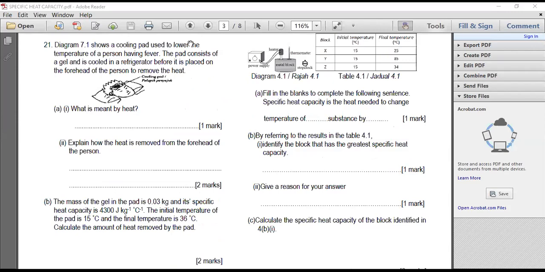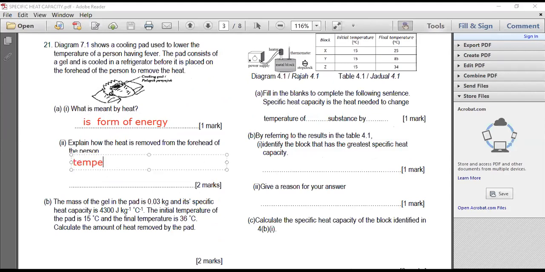We look at number 27. Diagram 7.1 shows a cooling pad used to lower the temperature of a person having fever. The pad consists of a gel and is cooled in a refrigerator before it is placed on the forehead of the person. What is meant by heat? Heat is a form of energy.